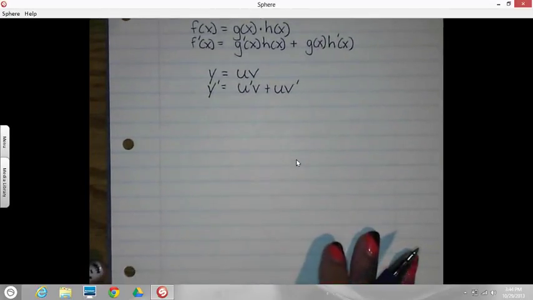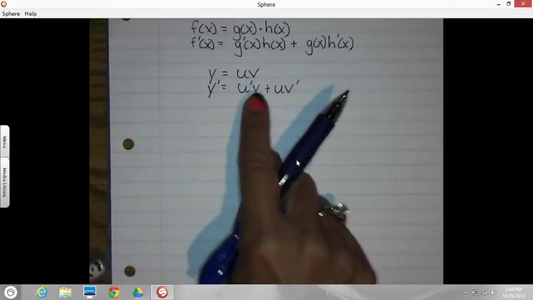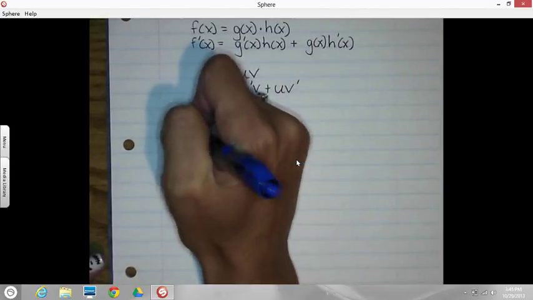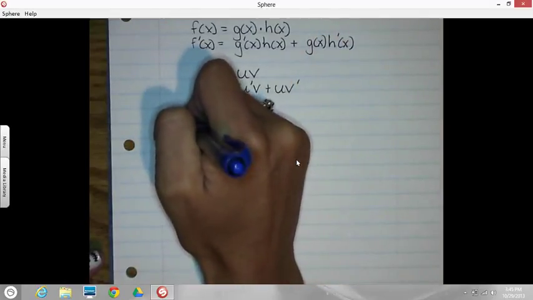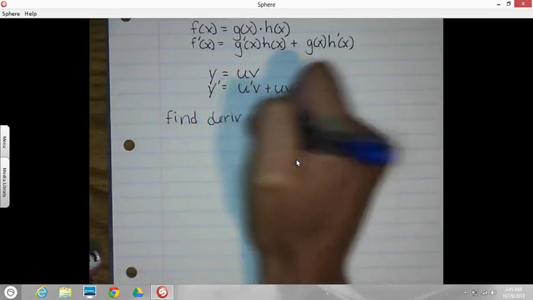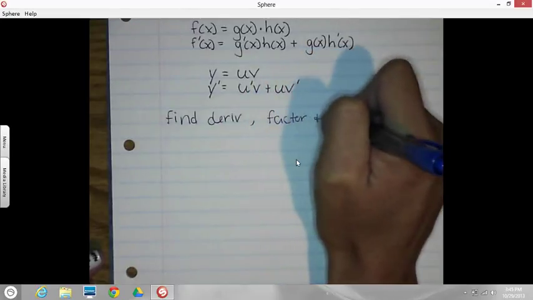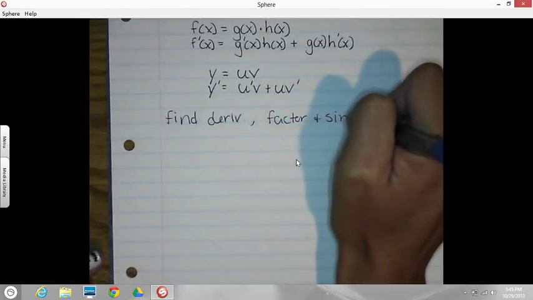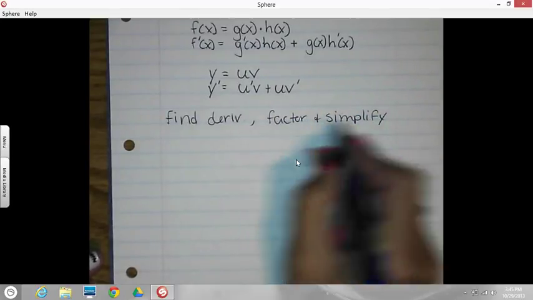And I'll try to point out why it's a product rule that you should be doing on each one. So here we want to find the derivative, factor, and simplify. And this is usually where the challenge comes in, the algebra stuff. The calculus isn't so bad.